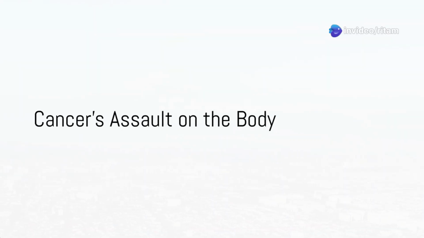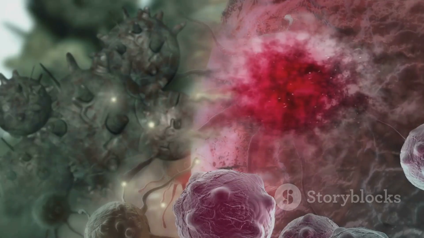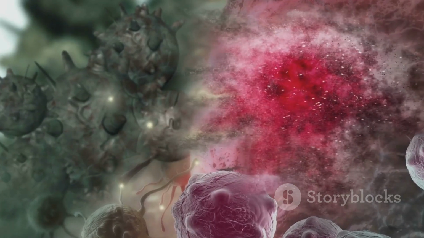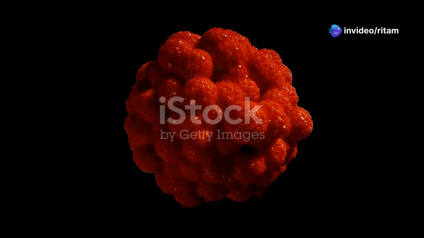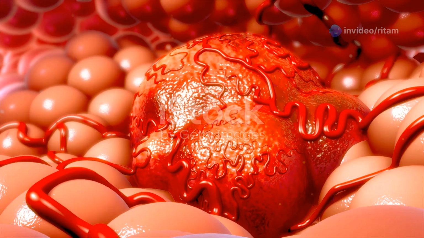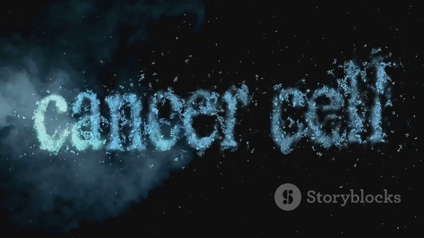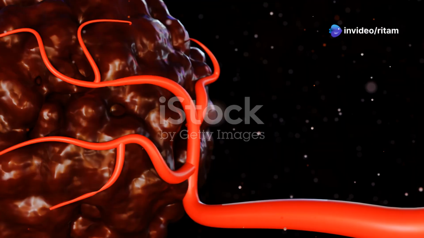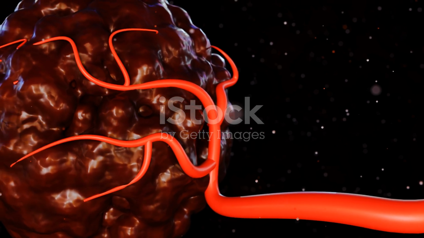Imagine a bustling city with well-defined boundaries and structures. This is our body. Now picture cancer cells as invaders, disrupting the city's harmony and wreaking havoc. They push their way between normal cells, disrupting tissue architecture and function. As the tumor grows, it needs a constant supply of nutrients and oxygen. Cancer cells achieve this by releasing signals that stimulate the formation of new blood vessels, a process called angiogenesis. These new blood vessels act as supply lines, delivering vital resources to the growing tumor.